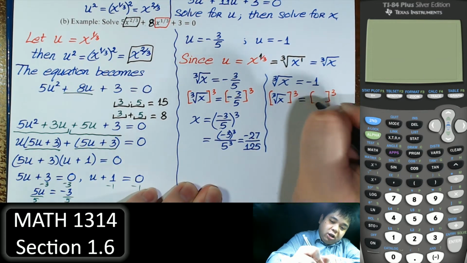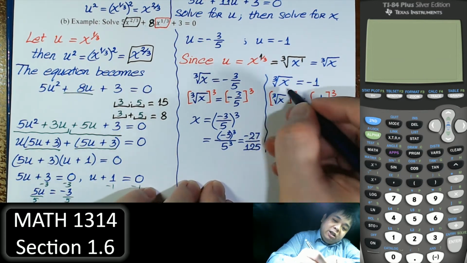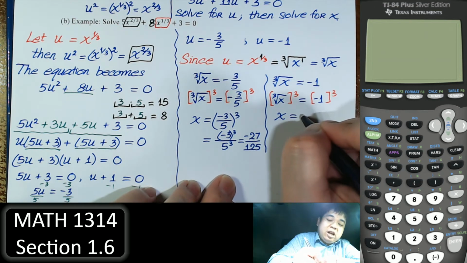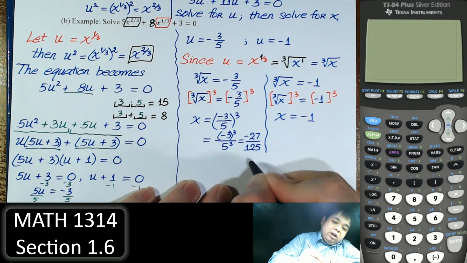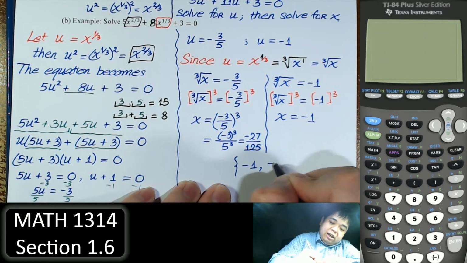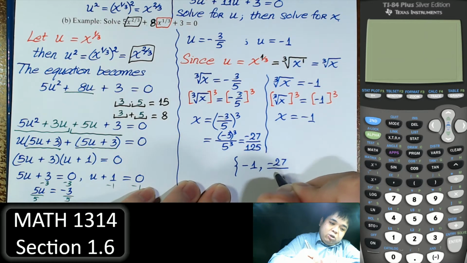So cube both sides, don't need to check the answer. That gives us x, and negative 1 cubed, negative 1 times negative 1 times negative 1, is still negative 1. So the answer is going to be negative 1 and negative 27 over 125.